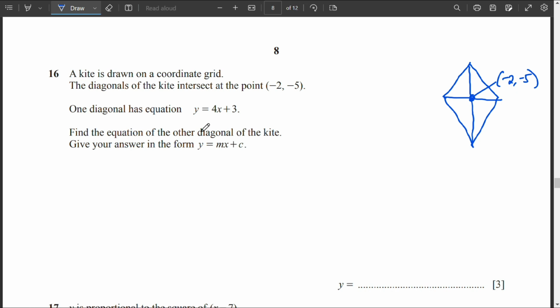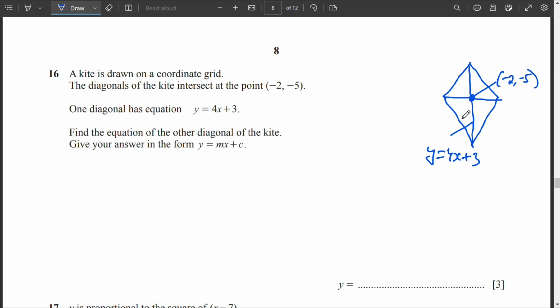One diagonal has the equation y = 4x + 3. So consider this as the equation y = 4x + 3. Now find the equation of the other diagonal of the kite. Give your answer in the form y = mx + c. So, the other diagonal of the kite.